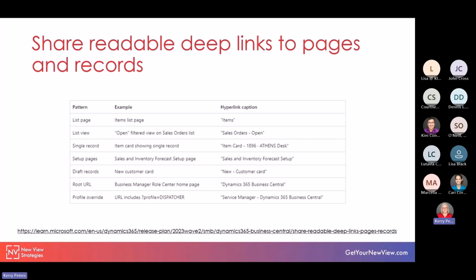So for example, if you are on an open filtered view on your sales order list, the hyperlink caption that you see when you paste that link is going to be sales orders-open. Again, just some improvements to the usability of sharing information. And then also for those users who are receiving the links, it's easier for them to know exactly what it is that they're looking at.